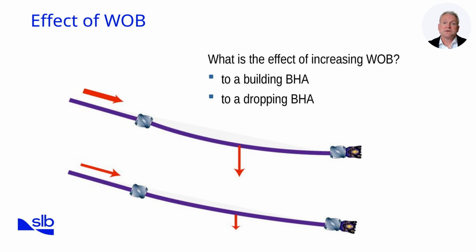The same action can have opposite results depending on whether the assembly is designed to build or drop inclination. From an operational perspective, it is critical for drillers to recognize how the assembly has been configured before making changes to weight on bit. Applying too much weight in the wrong configuration can lead to dogleg severity and unwanted trajectory changes. Conversely, insufficient weight on bit may result in inefficient drilling and an inability to achieve directional targets.